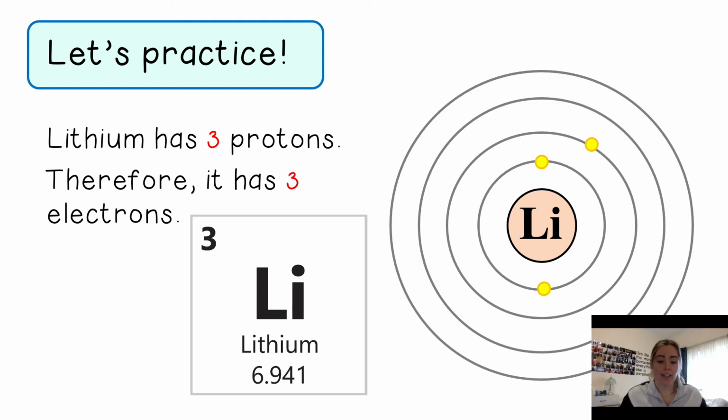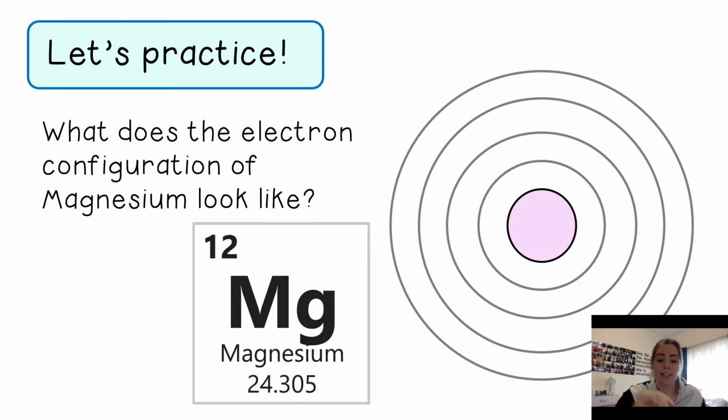We're going to do a more complicated example now. This is magnesium. Magnesium is number 12. We get that from here.